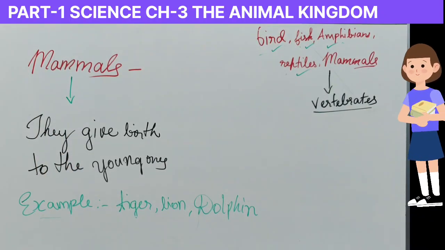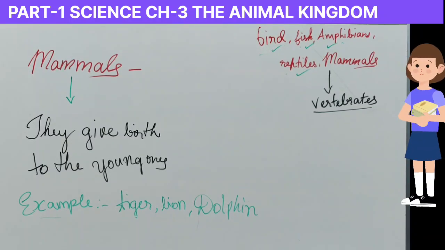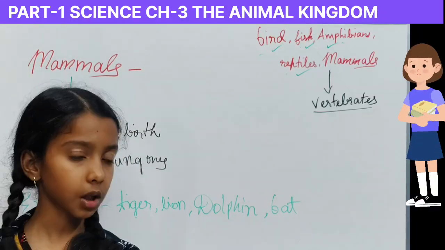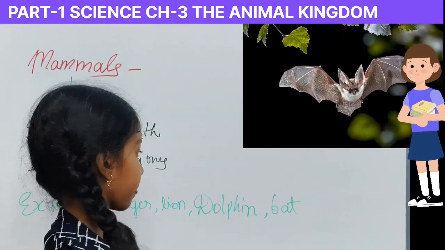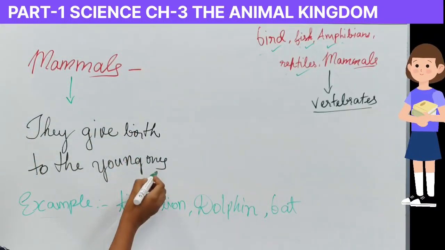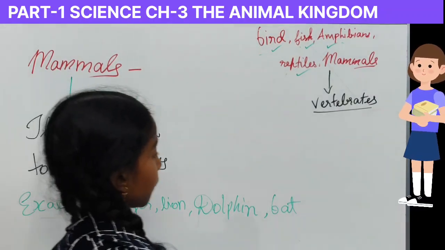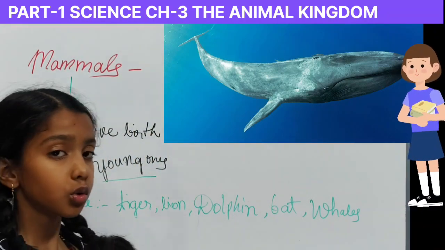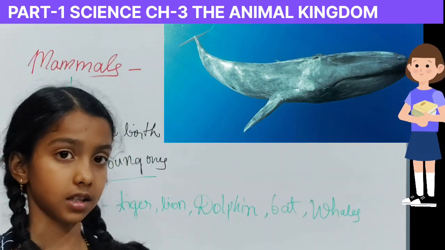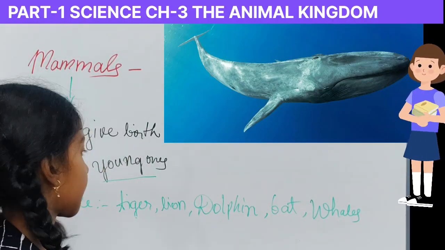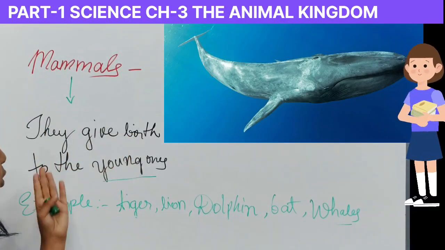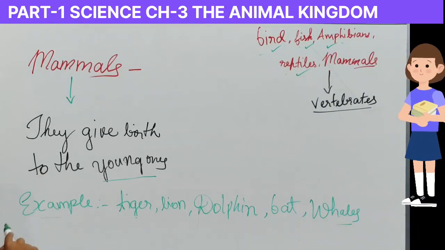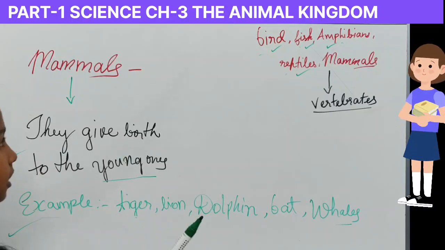Not only lions and tigers and dolphin, even the bat. Bat actually is a bird. No, it's not a bird. It's a mammal, but it flies. Bats even give birth to the young ones. And even the whales. Whales are huge, so large in size. They are aquatic animals, and they are mammals. They give birth to the young ones. So these were the examples of the mammals, and this was the meaning of the mammals.